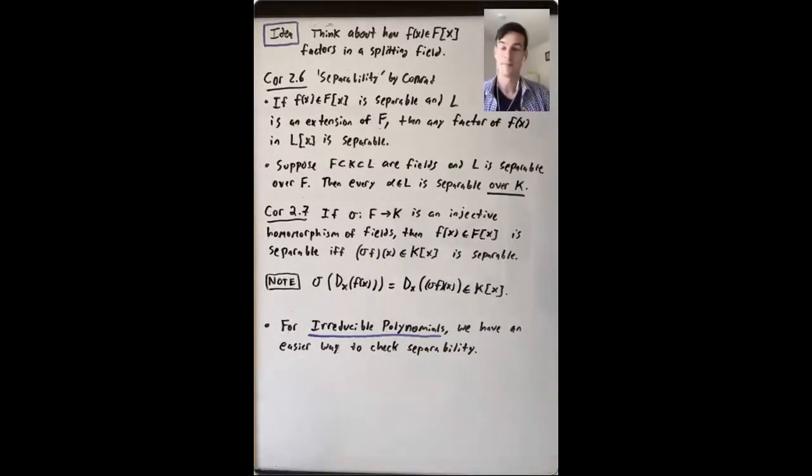So where are we? We know that if you have a polynomial, you can check that it's separable by checking whether or not the GCD of f and its derivative is 1. In the case that your polynomial is irreducible, thinking about how f(x) and its derivative are related, we'll see that we have a much easier way to check whether or not an irreducible polynomial is separable, and that will be the topic of the next video.